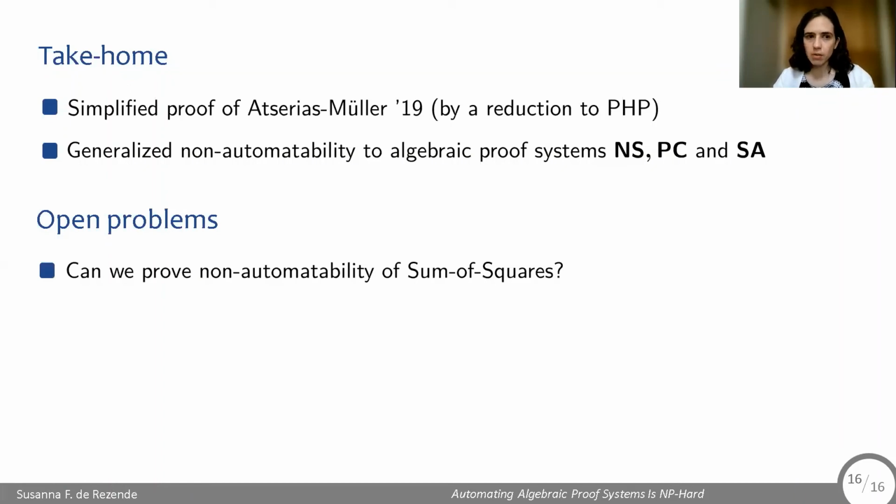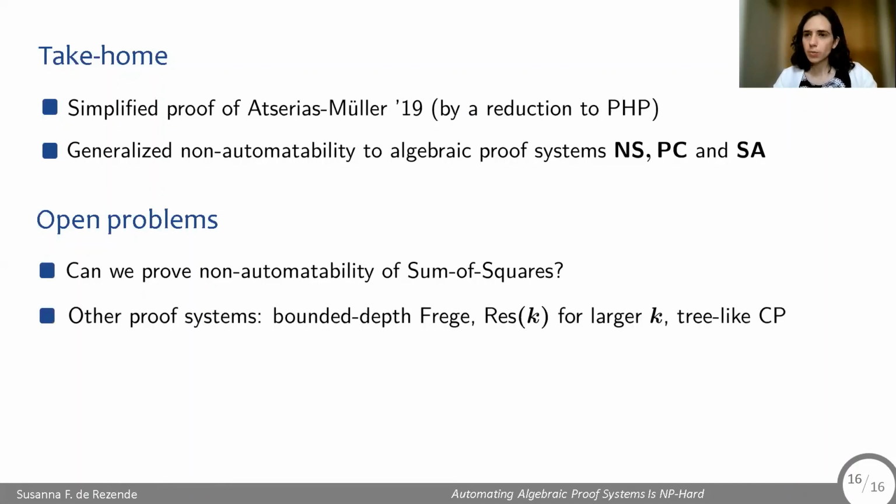So as we mentioned now, sum of squares, can we prove non-automatability of sum of squares? There are other proof systems that we can possibly improve their non-automatability result. So this would be bounded depth Frege. Can we actually show that it's NP hard to automate bounded depth Frege? Or even Res(k) for larger values of k, or tree-like cutting planes. So there are other proof systems for which we still do not have their optimal non-automatability.